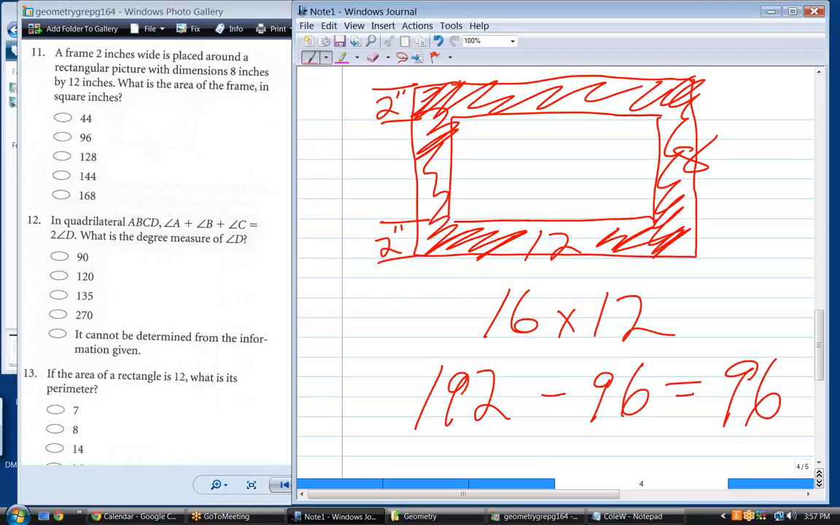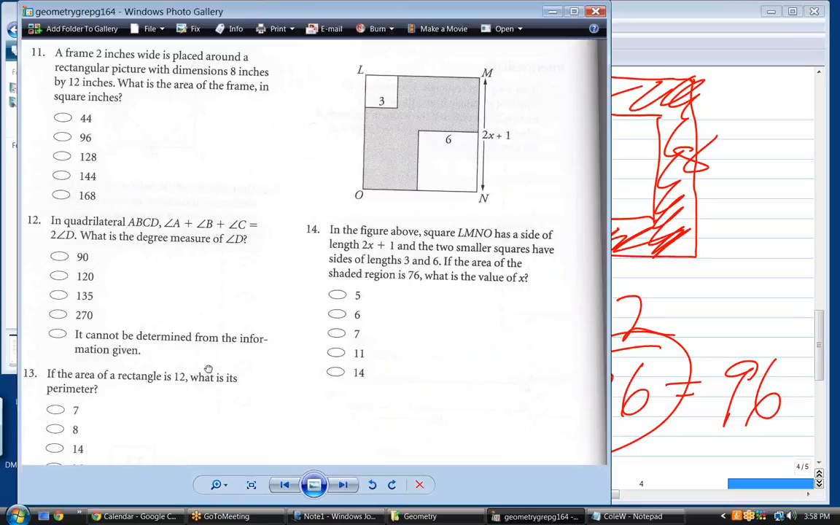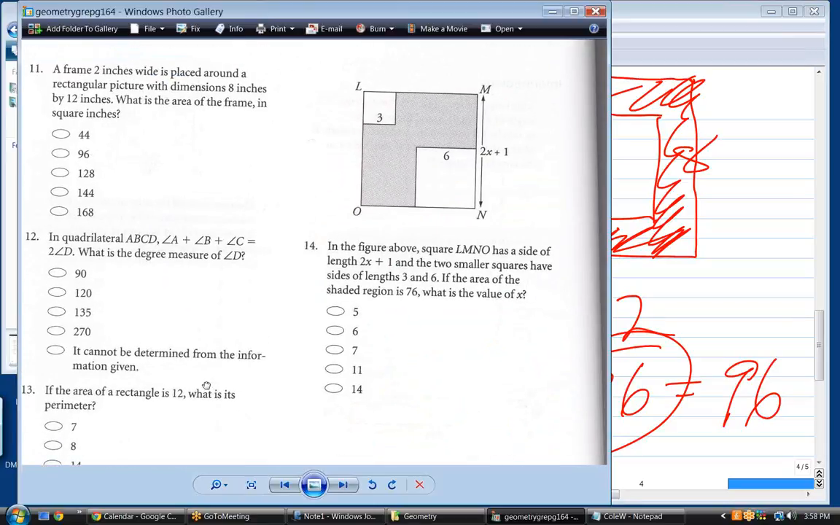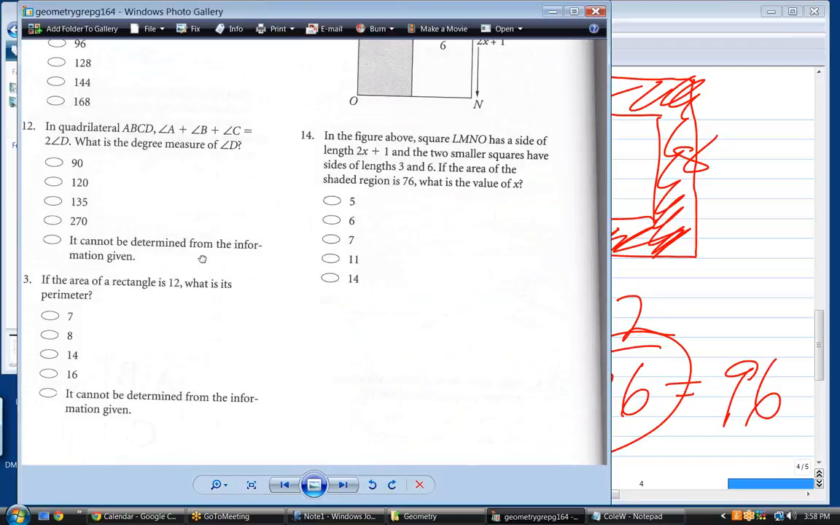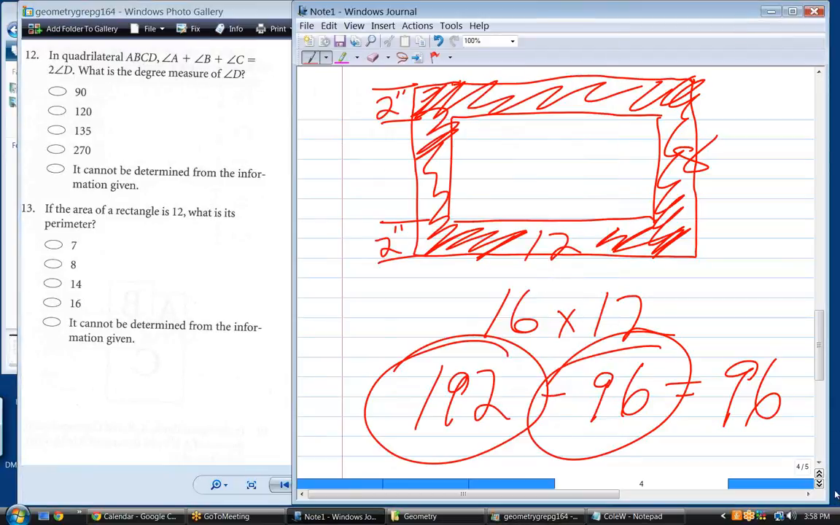Interesting that you only have to increase the dimensions by 2 inches on both sides before you create an area that's twice as big. In other words, the outside rectangle ended up being twice as big as the inside rectangle. All right, let's see if we have time to do this one here. Yeah, we do.